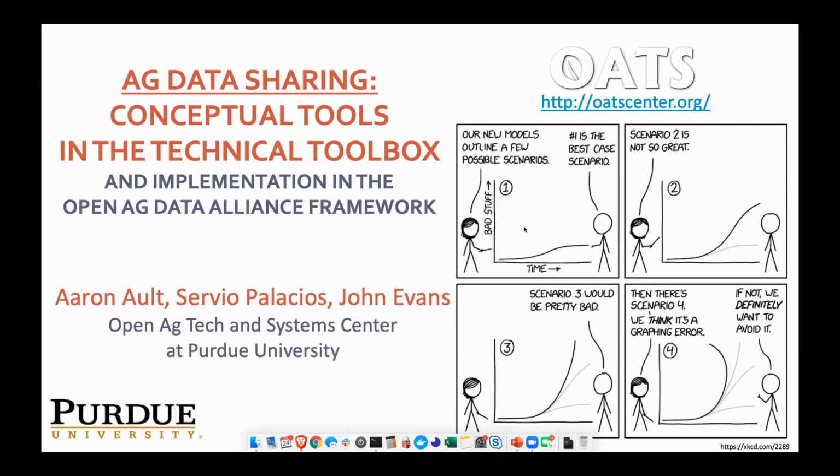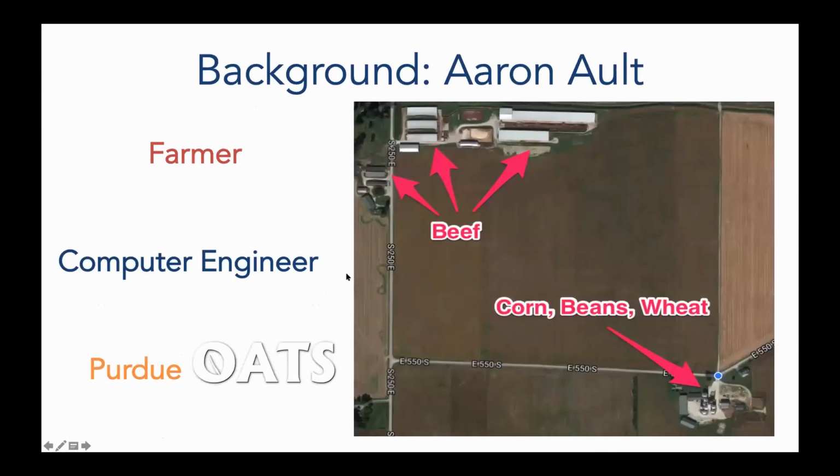And so just first, a little bit about me, just so you know kind of where I'm coming from. I'm an active farmer, so I have about 3,000 head of beef cattle and about 3,200 acres of corn and soybeans, mostly pictured in that picture right there. I'm also a computer engineer, so I got my graduate degree in electrical and computer engineering, and co-founded the Open Ag Technology and Systems Center with a few folks at Purdue.